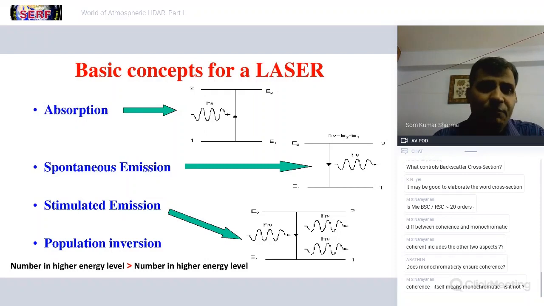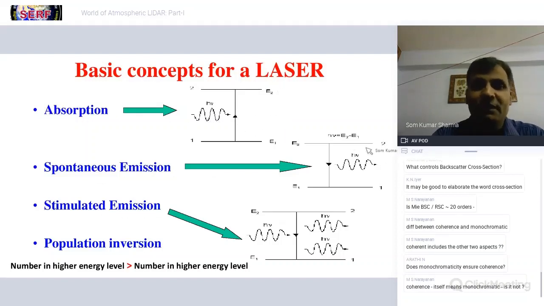So here a few principles are shown, like absorption, spontaneous emission, stimulated emission, and population inversion. These are basically the concepts, the physics behind the laser. So what is absorption? Simple. It is pictorially shown here. The light is absorbed, the electron absorbs light and goes up to the excited state. This is E1, this is E2. After absorbing light, it goes to the higher state.